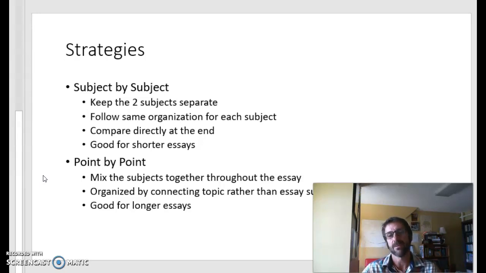I think subject by subject is good for shorter essays like we're going to be doing. It's just an easier way to think about it, an easier way to put the information together. You keep the things separate, and then at the end, you directly compare them or contrast them. Point by point actually takes those subjects within the chunks and uses them as the guide.